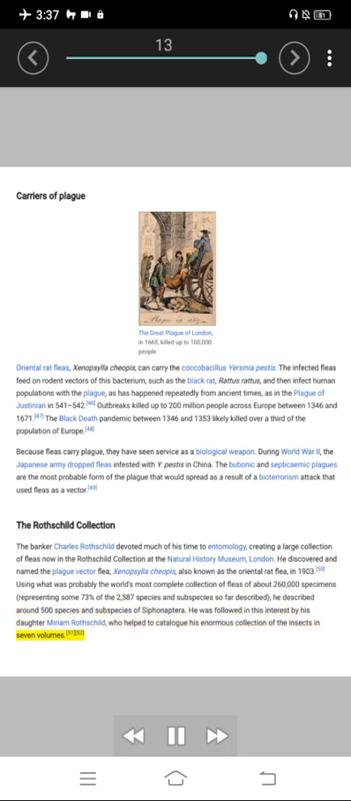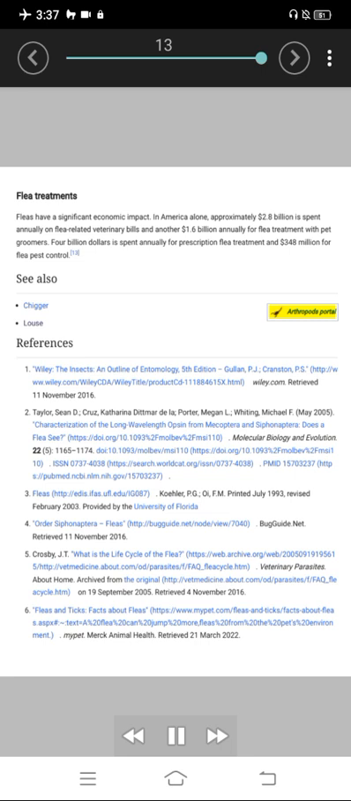52. Arthropods portal. Flea treatments. Fleas have a significant economic impact. In America alone, approximately $2.8 billion is spent annually on flea-related veterinary bills and another $1.6 billion annually for flea treatment with pet groomers. $4 billion is spent annually for prescription flea treatment and $348 million for flea pest control.